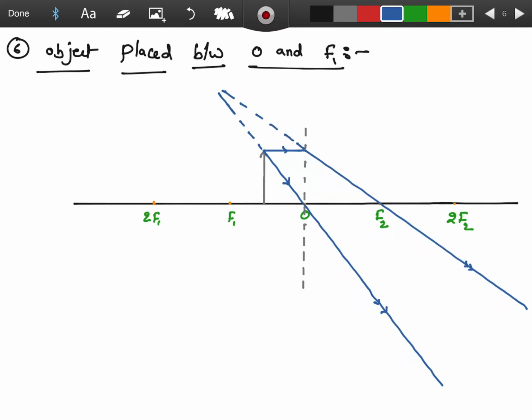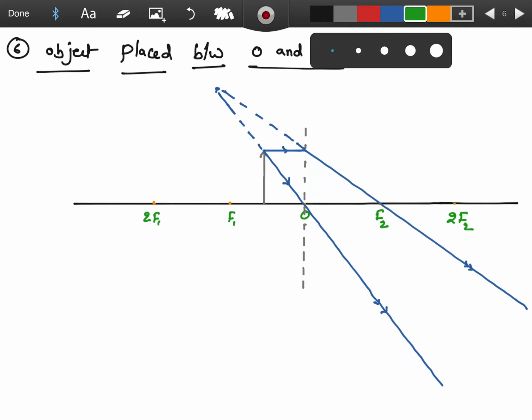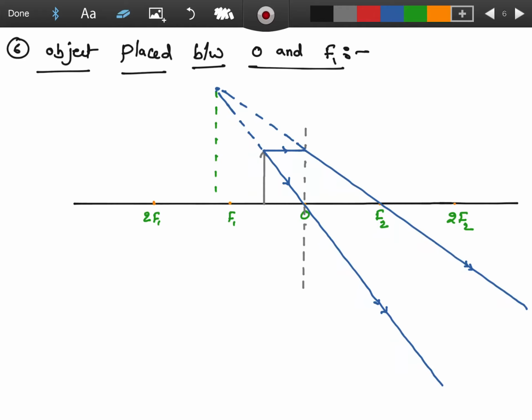Extend the two light rays back, and somewhere here you will get the image. This image we cannot catch on the screen. See here, this green one I mentioned. The images which cannot be caught on the screen are called virtual images.